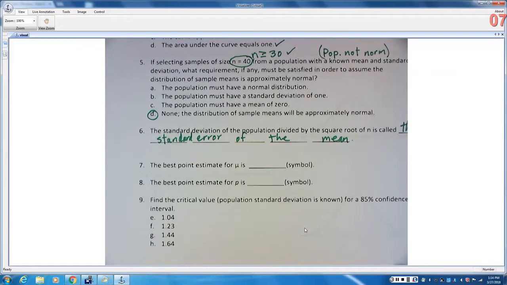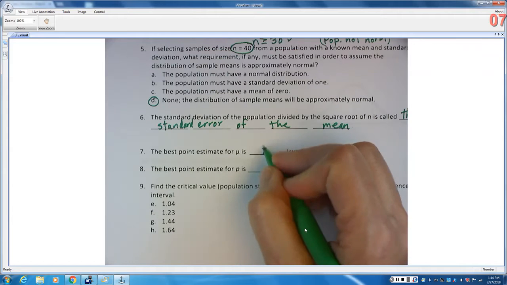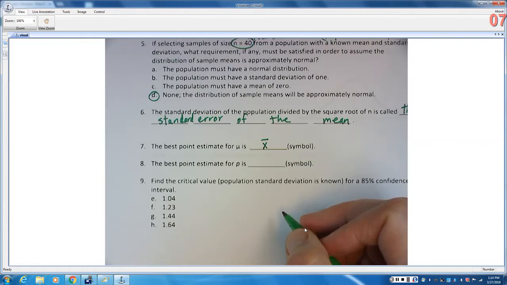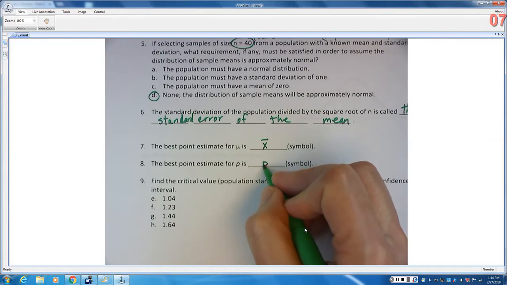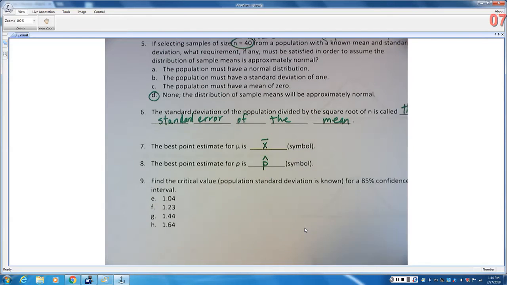And what's the best point estimate for mu? You know, this is a chapter 7 question. We don't know mu. It's going to be x bar. What's the best point estimate for p? It's going to be p hat. It's going to be the sample mean and the sample proportion for these. All right. Okay, so those are concepts.